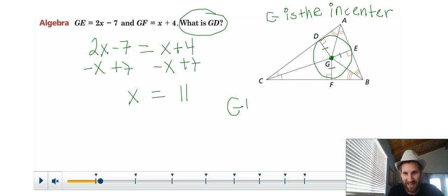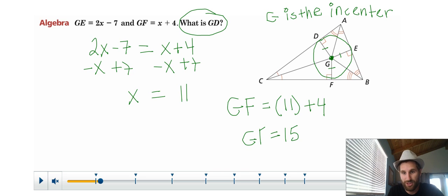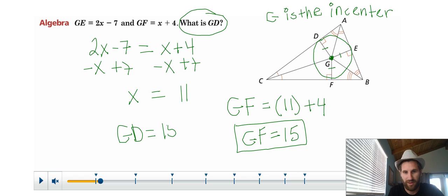So here we go. GF equals 11 plus 4. So GF, gluten-free, everybody. Isn't that nice? GF is 15, and GD and GF are congruent, so we can say GD is also equal to 15.